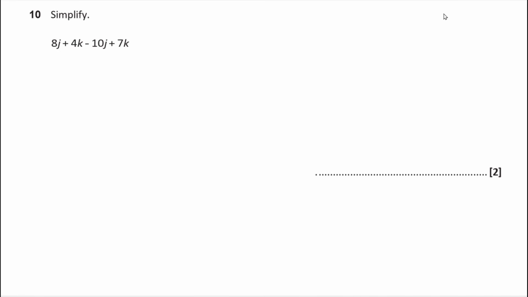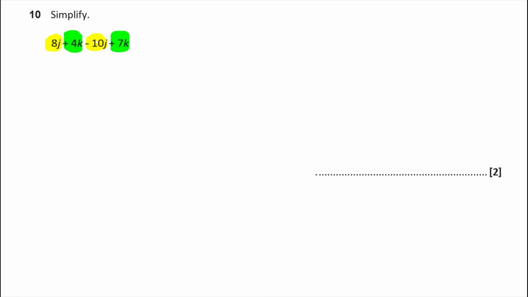Question 10, simplify 8j plus 4k minus 10j plus 7k. So I have got an algebraic expression made up of 2 types of terms. I've got terms in j. Look, I've got an 8j and I've got a minus 10j there, and I've got terms in k. I've got a 4k and I've got a 7k.